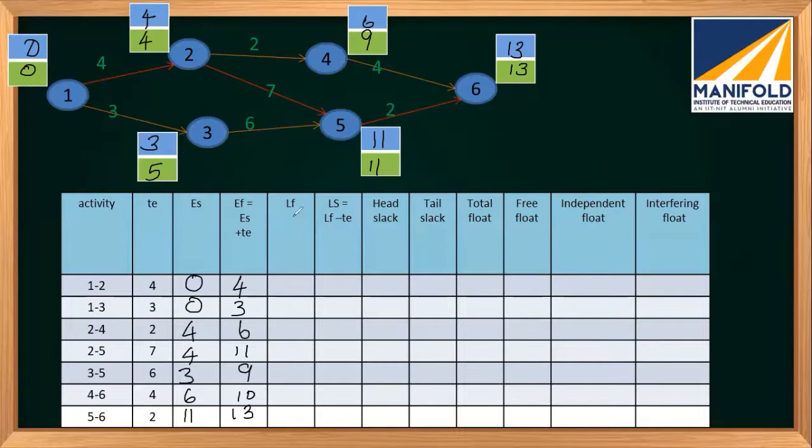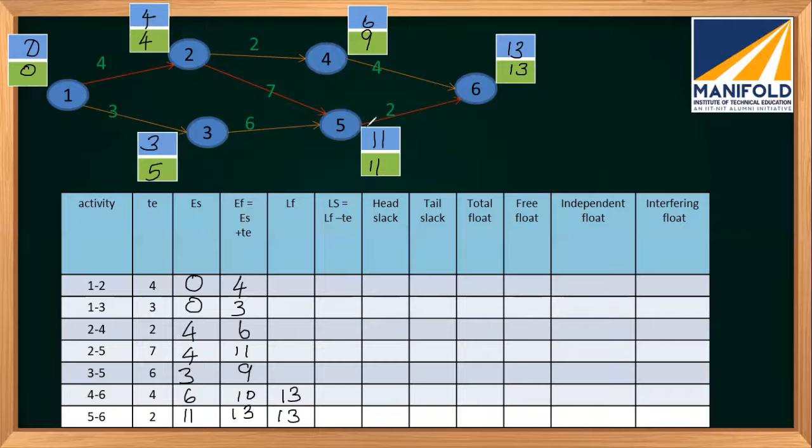Now, the latest finishing time, for that we have to compute, right? So it will start from the end, or we can do it from this. This will be easy for you. So for the sixth node, for 5, 6, 6 is the finishing node, so the latest time is 13. Now 4, 6 also, 6 is the finishing node, so it will be 13.